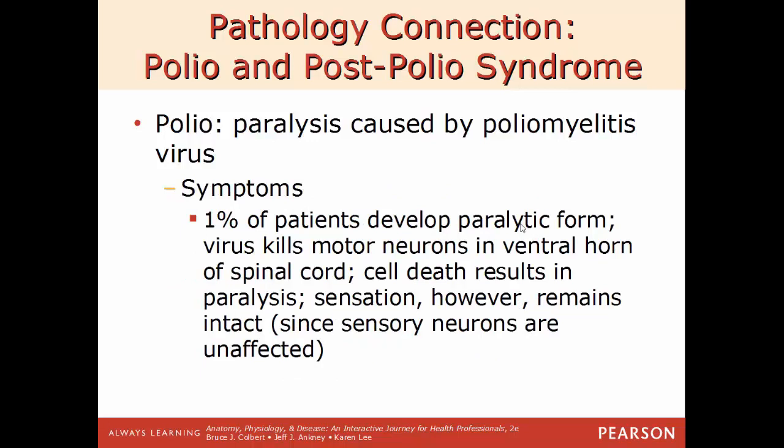And what happens is the virus will kill motor neurons in the ventral horn region of the spinal cord. So the cell death will result in paralysis. And we're talking about death of the motor neuron. So the movement is what is affected. The sensation, or the sensory neurons, remain perfectly fine. The patients who have this form are still able to sense and feel things, but they just can't move limbs.